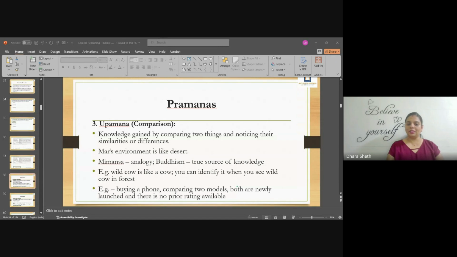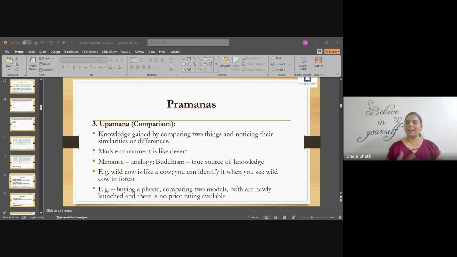For example, a wild cow. If someone tells you that a wild cow looks just like a cow, if you go in the forest and see a wild cow, you will be able to identify it because of comparison, that the wild cow looks similar to the normal cow, the domestic cow.